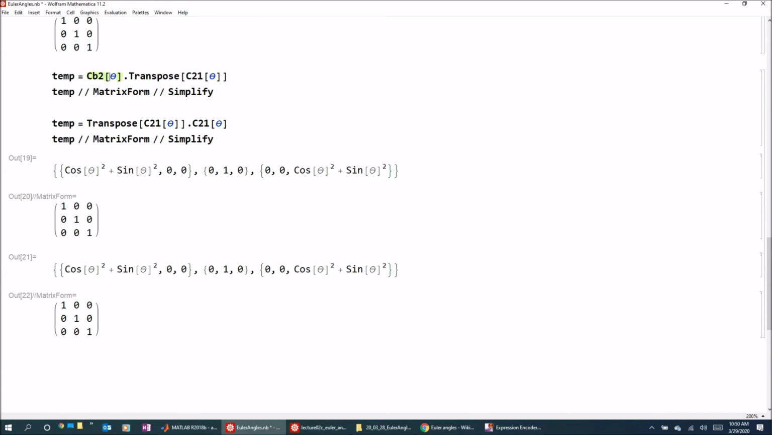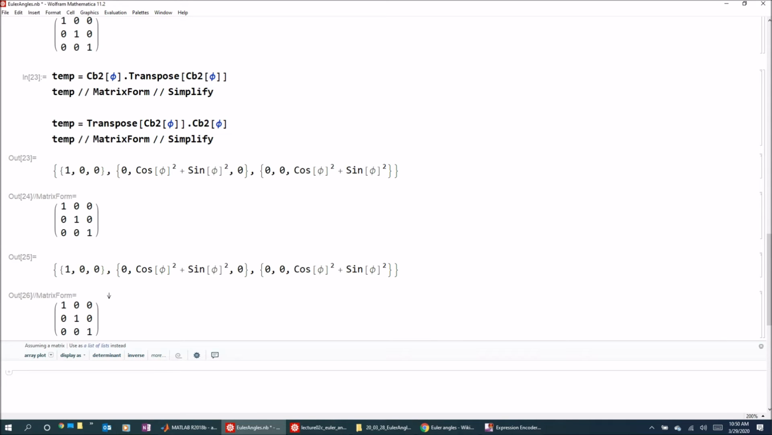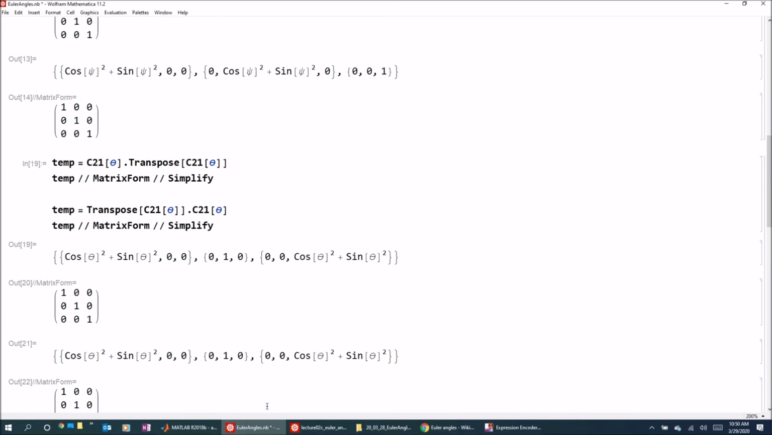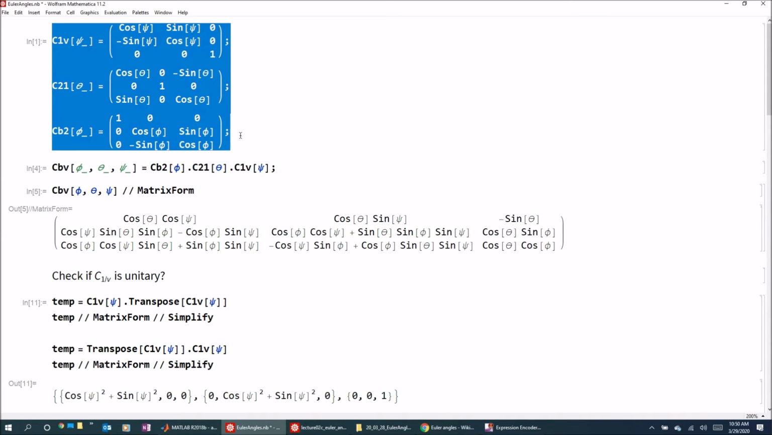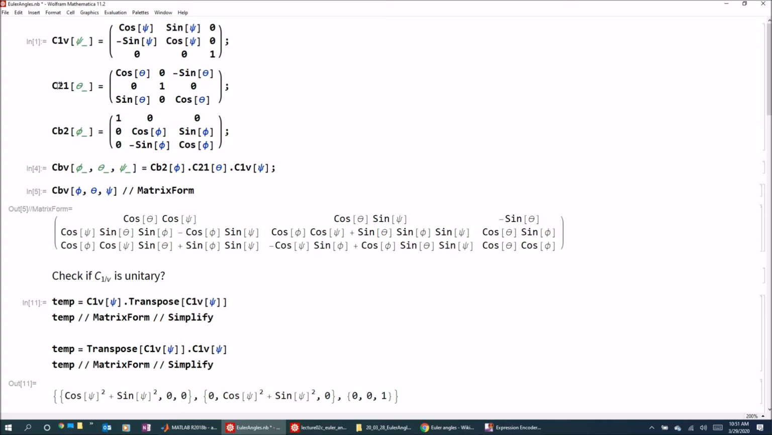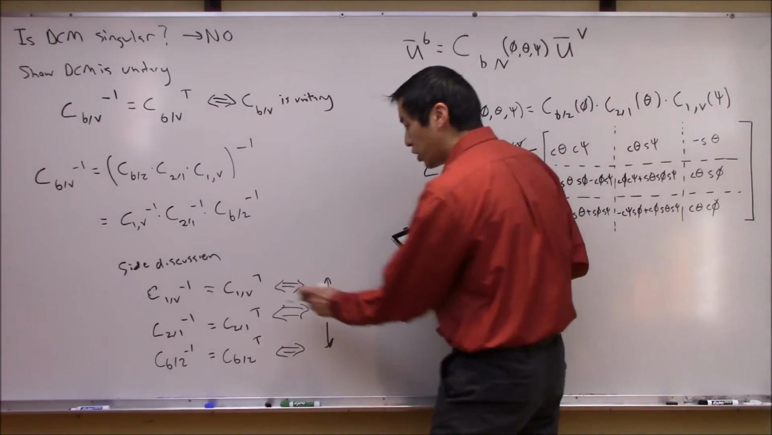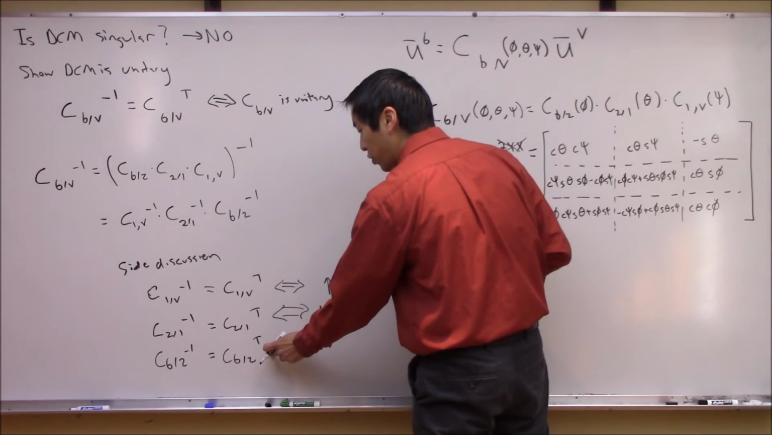So again, we'll do this guy, whoops, of phi, and we'll multiply it by itself transpose. And then we'll do the same thing down here. We'll go transpose of the x-axis rotation times itself. Should, again, yay, turn out to a whole bunch of identity matrices. So we see that these three rotation matrices about the z, y, and x-axes are all unitary matrices. All right, so we just showed that all three of these things are unitary matrices.